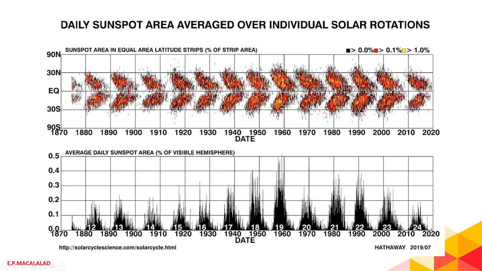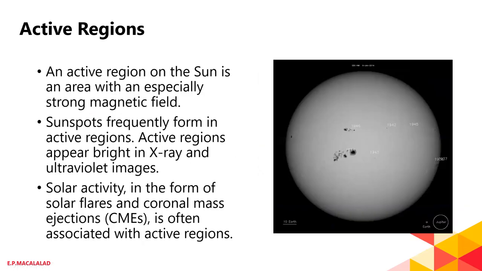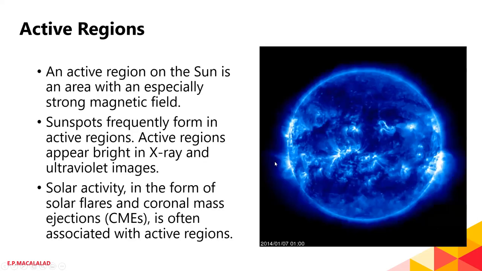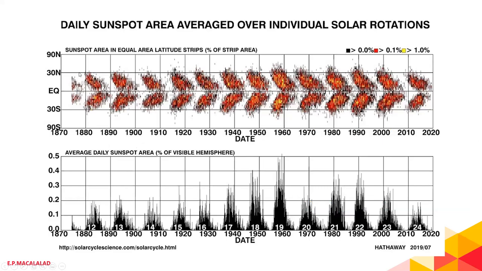One of the reasons for that is again the differential rotation, because the surface of the sun rotates faster than the equator. So that means whatever is here will eventually move towards the equator. And once they do that, they rotate faster. That's why this pattern is formed. This is for the northern hemisphere of the sun, and this is for the southern hemisphere of the sun.